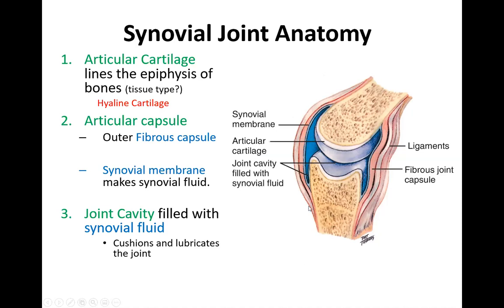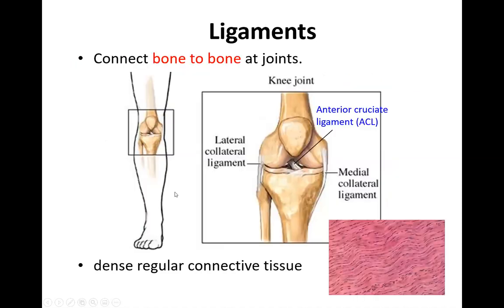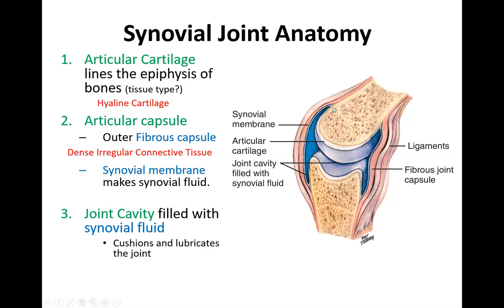Then we have a capsule that surrounds the joint, and the capsule has several layers. It has an outer layer here, which is called the fibrous capsule. The fibrous capsule is made up of dense fibrous connective tissue, which makes it nice and tough. And then a very delicate inner lining, which is the synovial membrane. So we have dense irregular connective tissue making up the outside of the capsule, and then a synovial membrane on the inside of the capsule right here.